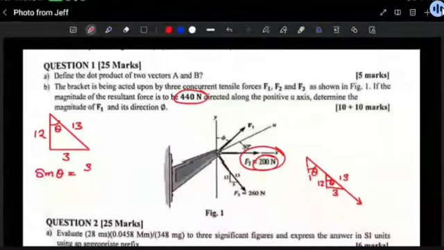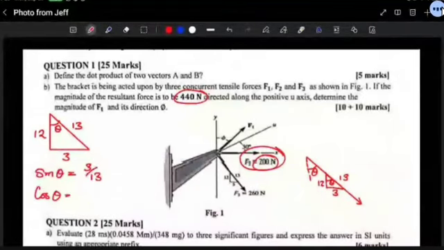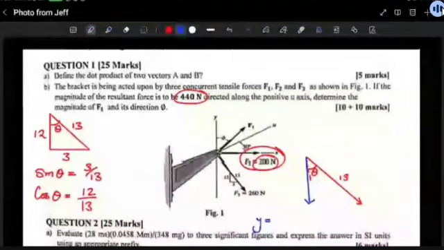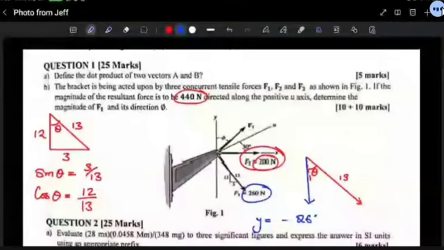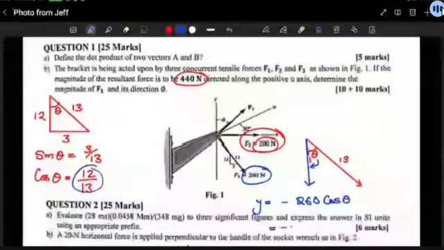sine theta will be 3 over hypotenuse. Cos theta will be 12 over 13. So once I'm done with the small triangle, I can now do with the big one. The adjacent is here, which is the y component. It has to go down, so it will be negative. So the y component will be negative. The vector itself is F3, which is 260. And then cos is side by side with that theta. So cos theta. But we saw that cos theta is 12 over 13. So it's going to be minus 260, 12 over 13.